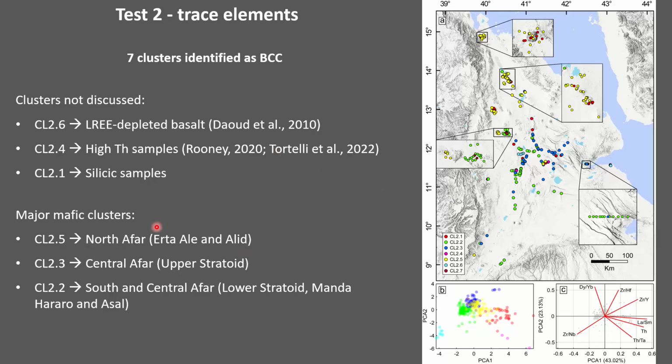Cluster number 5, grouping mainly Ertale and Alid in northern Afar. Cluster number 3, which basically groups the upper strata in central Afar, so the blue one. And cluster number 2, which groups together the lower strata in southern Afar here, together with the Mandarar magmatic segment and Asal magmatic segment in central Afar.